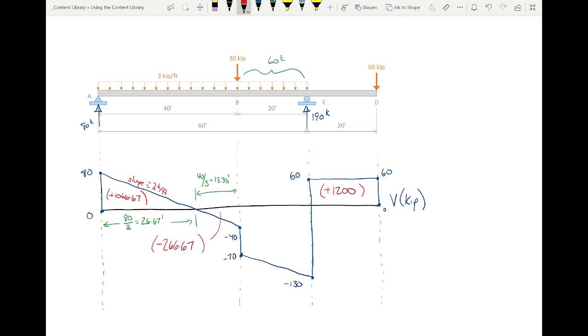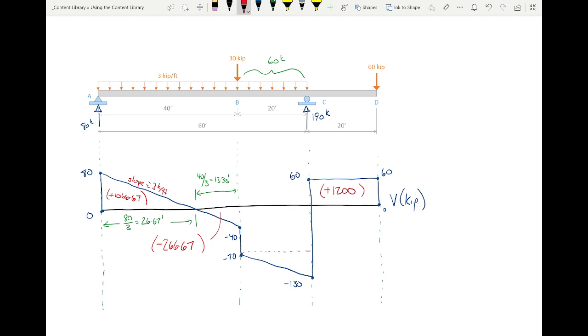Now, let's take this right here. Now, you could split this up and say that this is a rectangle and this is a triangle, or you could use the area of a trapezoid. The area of the trapezoid would be just average these two numbers and multiply by the width. It doesn't matter. We'll do the easy one.